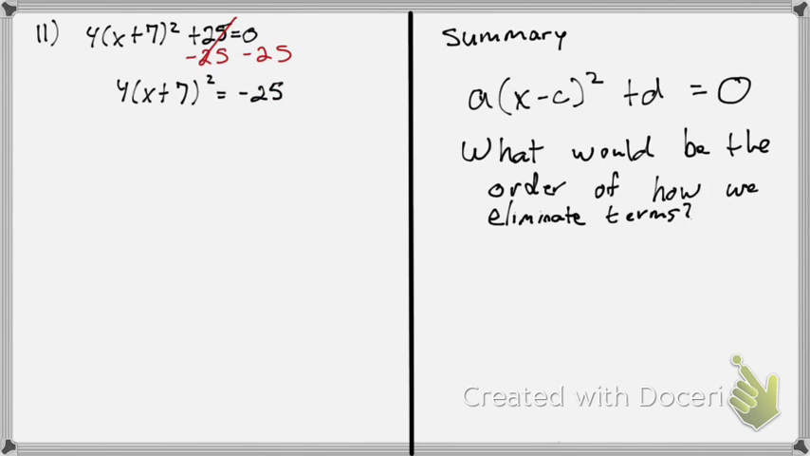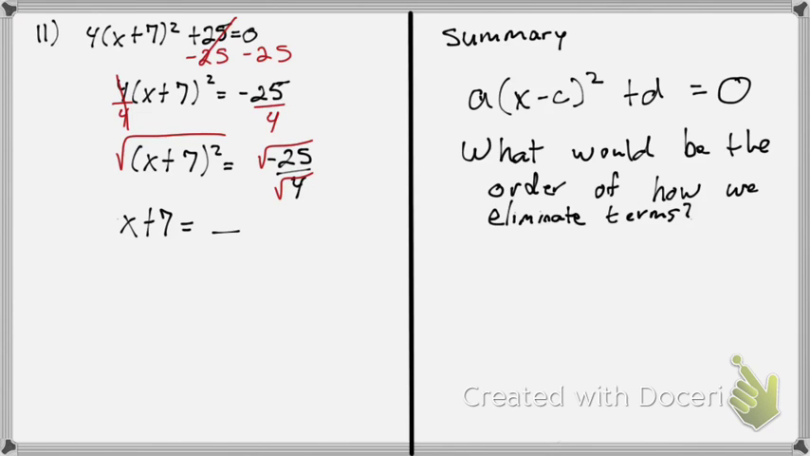Now, just like the other problems, we want to divide by that leading term of the 4. So we're going to divide both sides by 4. When we do that, that's going to leave us (x + 7)² = -25/4, because 25 does not divide by 4 evenly. So we need to square root both sides to get rid of the square.